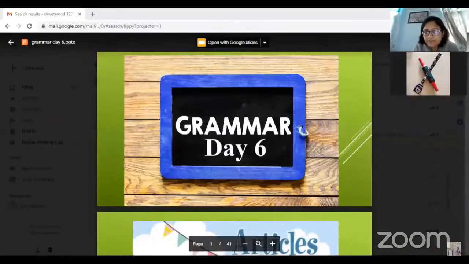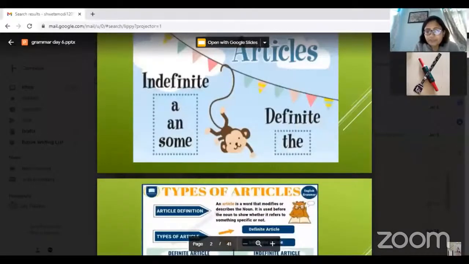Now articles we have already done, a, an and the. So indefinite is a, an and some, and definite is the.